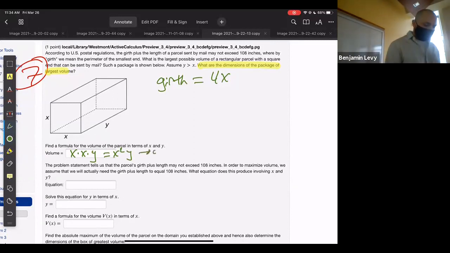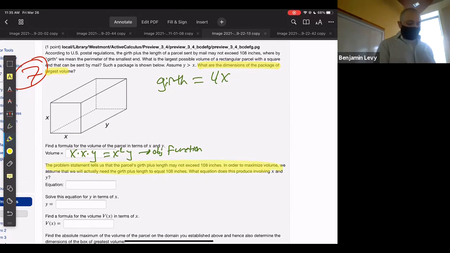So that's our objective function. But ultimately we want to be able to figure that out without it walking us through it like this, but hopefully that makes sense, right? We want to find the largest volume, so that's volume. And then it says, okay, we're going to maximize it in a second. But like it says right here, the problem tells us that the parcel's length plus girth can't be more than 108. And so if we want to maximize volume, like it says, I'm just reading this paragraph, we assume that we actually need the girth plus length to equal 108, right? So it has to be less than or equal to that, but we want the volume to be as big as possible. Let's hit the biggest mark, right?